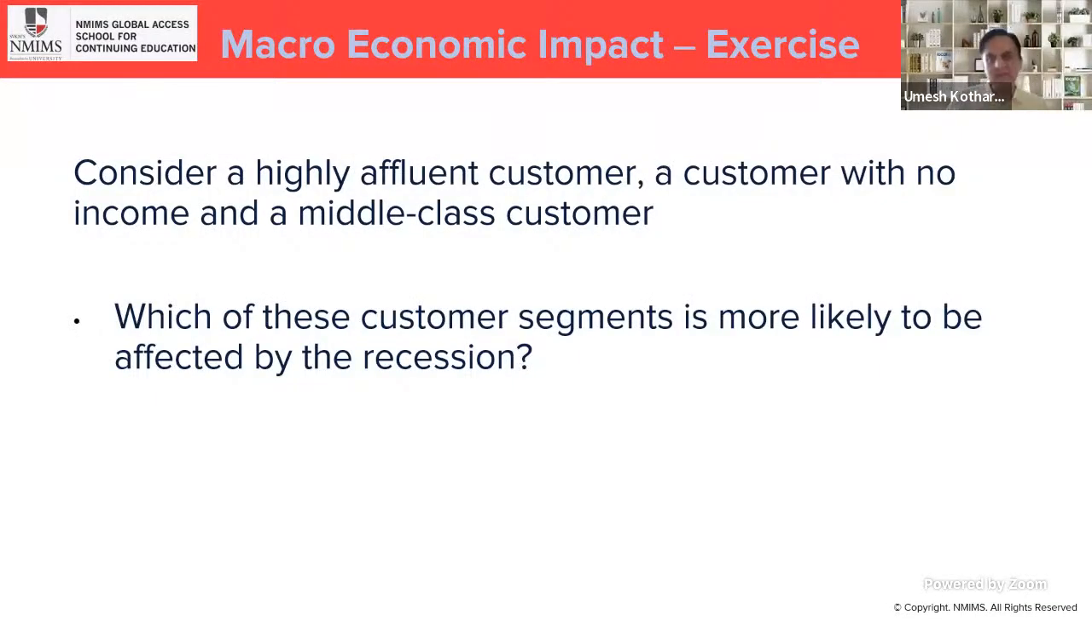Okay. Now, very quickly, guys, here's another one. You have three kinds of customers: a highly affluent customer, a customer with no income, and a middle class customer. So three customer segments that you are dealing with. As a result of a macroeconomic impact, a recession, which of these segments, affluent, no income, or middle income, would be most likely to be impacted by recession and therefore under the watchdog of the organization in terms of giving credits or dealing with this customer group? Affluent or middle class, according to you, which is most likely to be impacted?